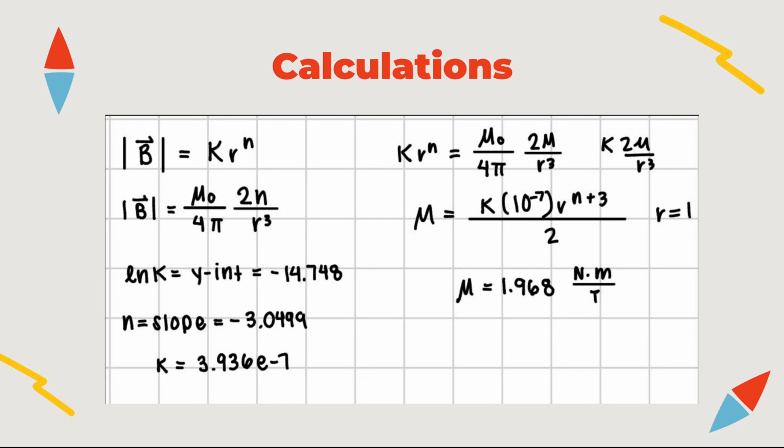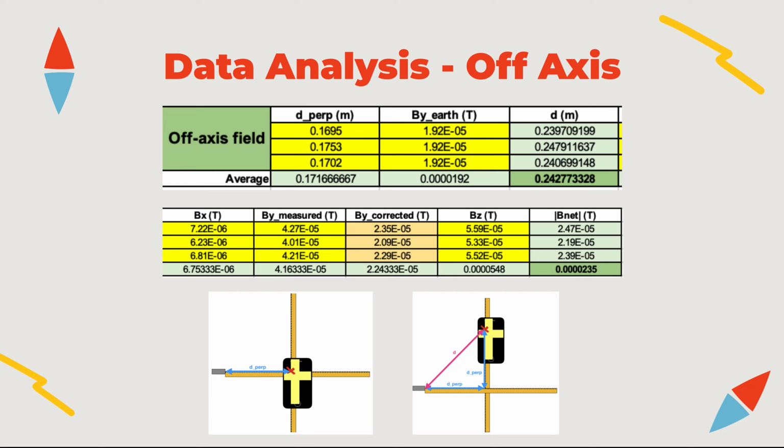By also using the y-intercept from the graph, which was negative 14.748, I was able to solve for k. And then from there, I was able to calculate the magnetic moment to be approximately 1.968 Newton meters per Tesla. And then for the off-axis experiment, I measured the field at an average perpendicular distance of 0.1717 meters, and then after correcting for Earth's magnetic field, I determined the net magnetic field at this 45-degree location.